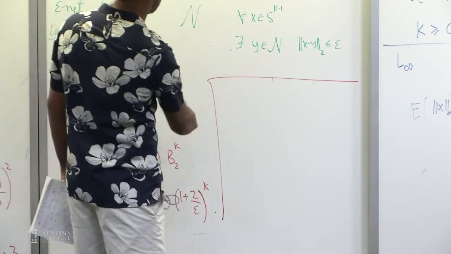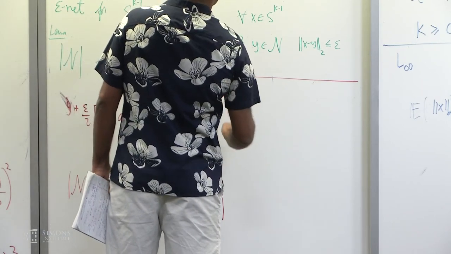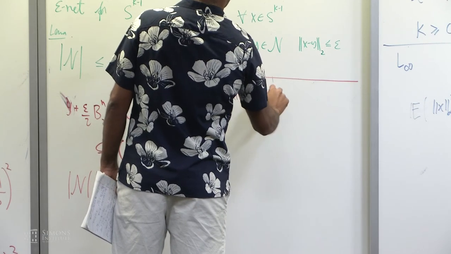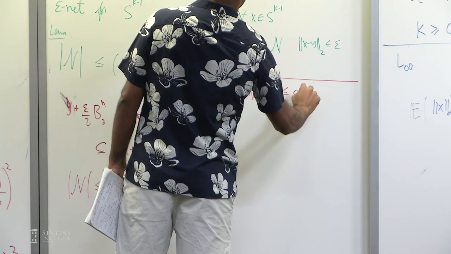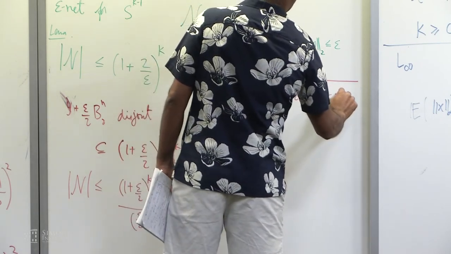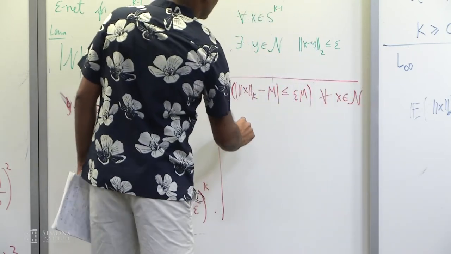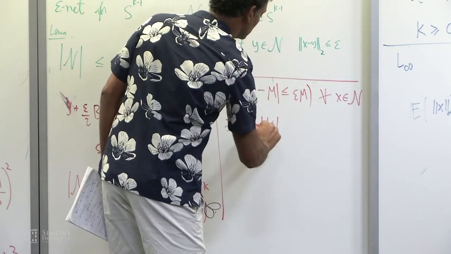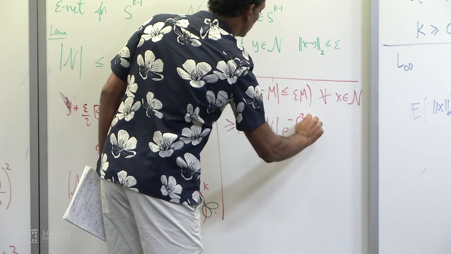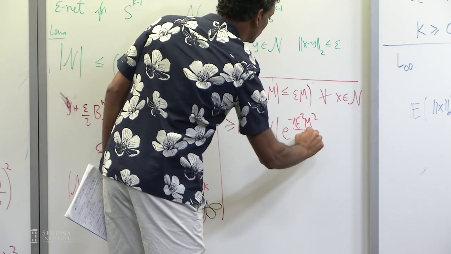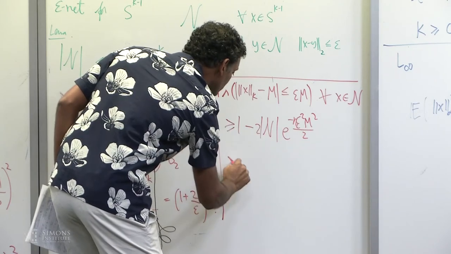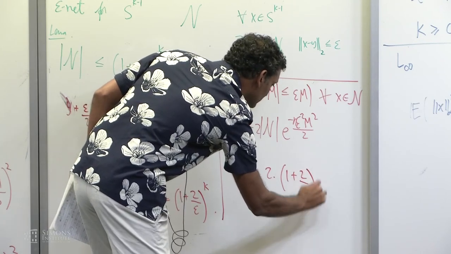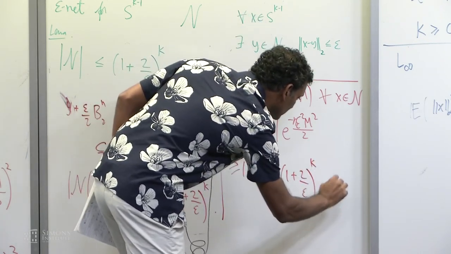So now putting these two together, the probability that the conclusion holds for all x in the net is at least 1 minus the size of the net times the bound we have for each one. So twice e to the minus epsilon squared m squared n over 2. And the size of the net is this bound here, (1 plus 2 over epsilon) to the k. This is k, and that's n.